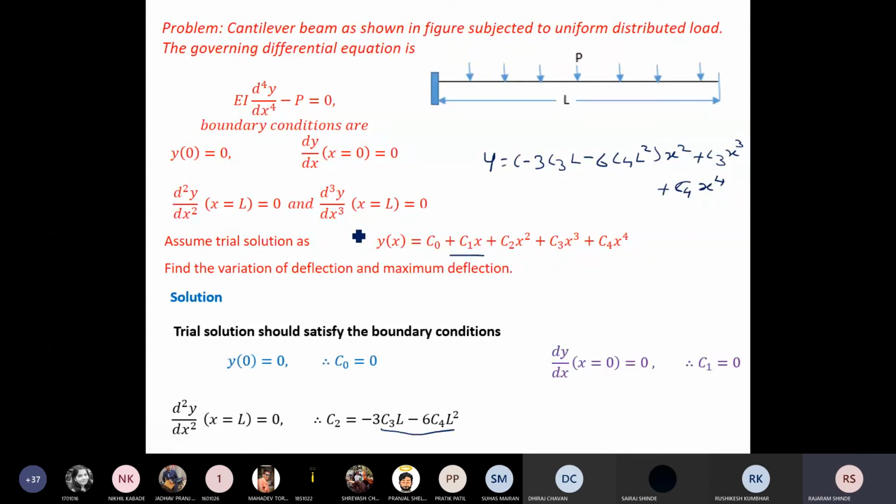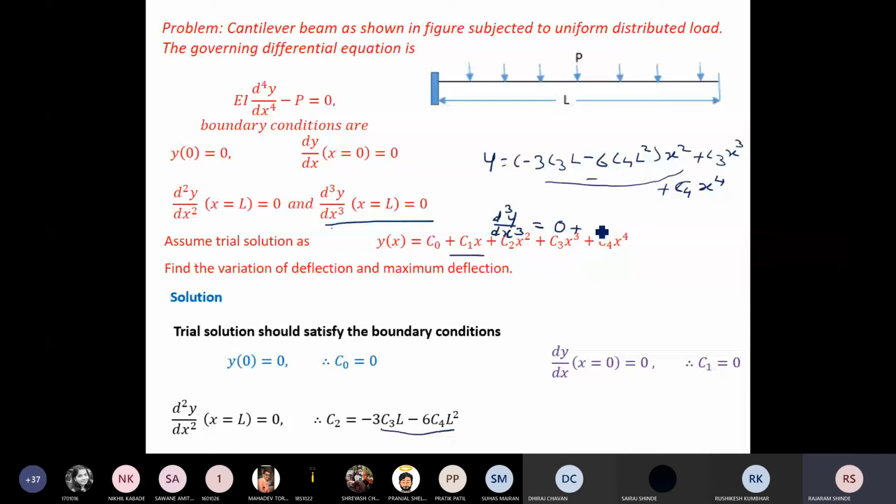Now again I will apply the fourth boundary condition. For the fourth boundary condition, what do we need? We need the third derivative, d cube y by dx cube. Now the first term will be 0, no? Third derivative: first derivative is x, second derivative is this constant, and third derivative will be 0. Am I right? Do you agree or not? First term is 0, no? Third derivative.